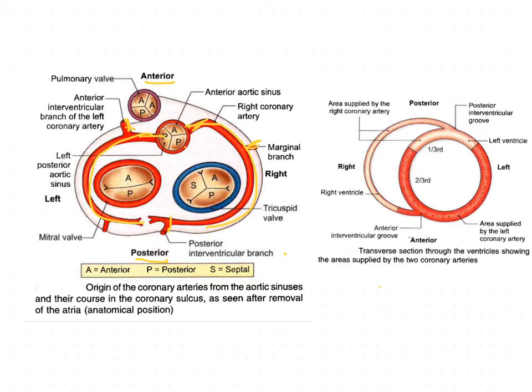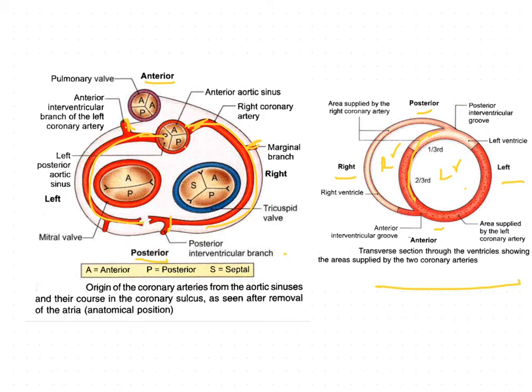And if you see the transverse section through the ventricles, how the two coronary arteries are supplying here. This one is the anterior and this is the posterior, and right side and left side. Okay, so this one, the circular one is called the left ventricle and this one is the right ventricle, and this is the septum which is separating the right ventricle from the left ventricle.